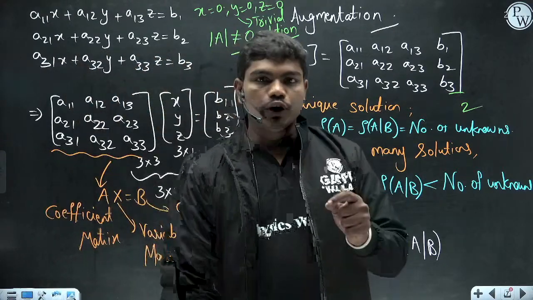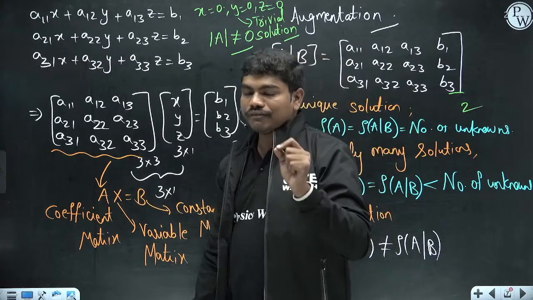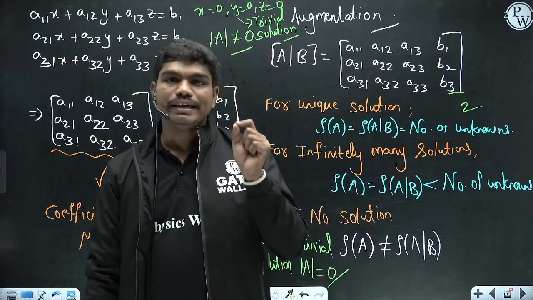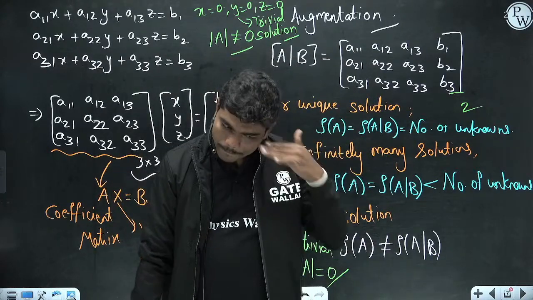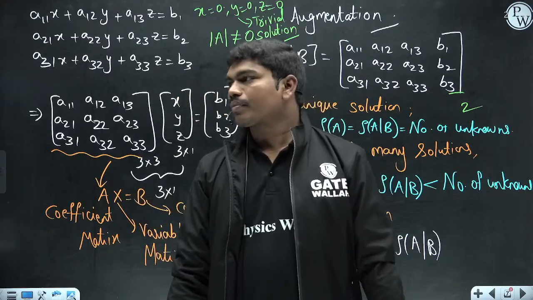Okay, so if you want to have a non-trivial solution in homogeneous system of equations, definitely the determinant of your coefficient matrix has to be 0. Clear? Yes or no? So please type in the chat box. It should be a singular matrix. Okay, fine.